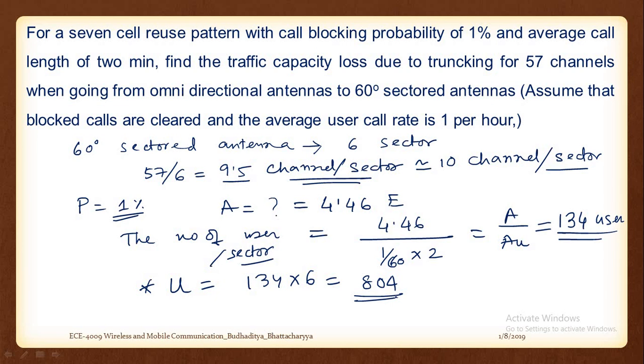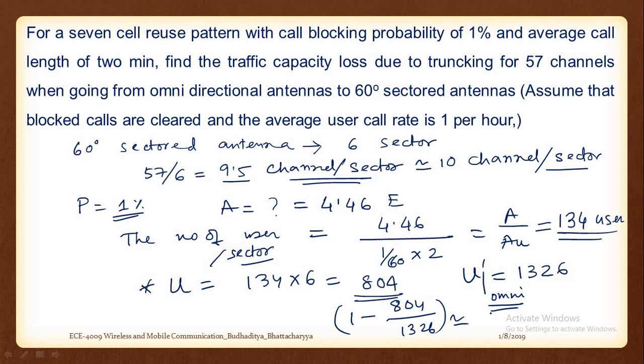Based on that, if you calculate the users, as per my calculation, U prime is coming around 1326, approximately. So this is your number of users for omnidirectional. Now can you calculate the loss, which is quite easy? 1 minus 804 divided by 1326, and you take a percentage of it. That is the amount of loss that happens when you go from omnidirectional to a sector.